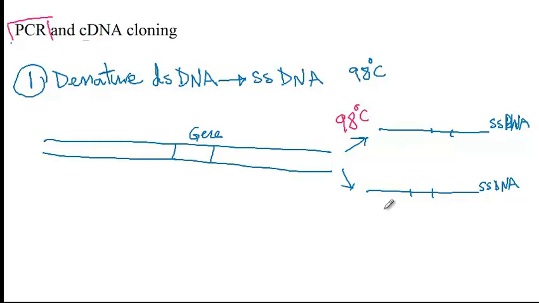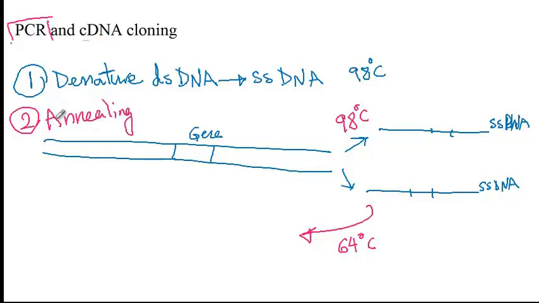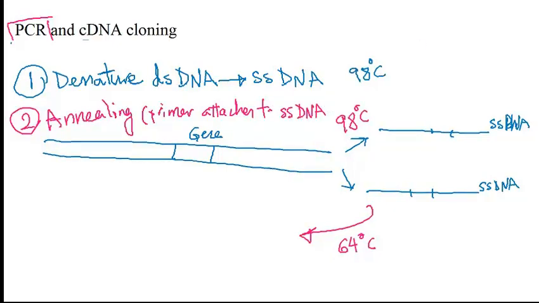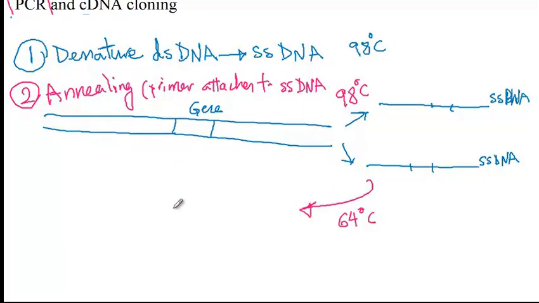In the next step, we will lower the temperature to 64 degrees C in order to allow annealing to take place. And annealing is when the DNA primer attaches to single-stranded DNA. So primer attaches to single-stranded DNA. So now at 64 degrees C, annealing can happen.